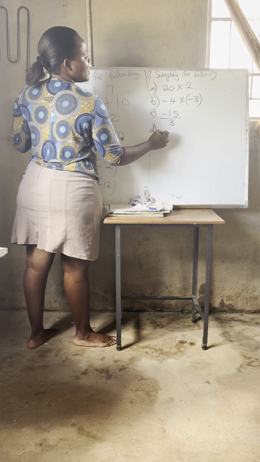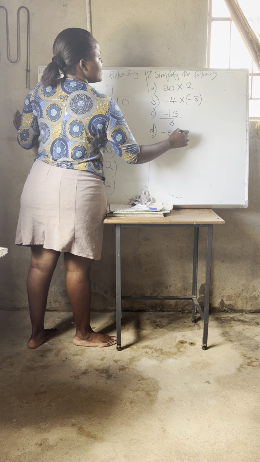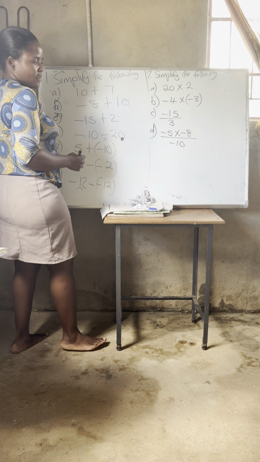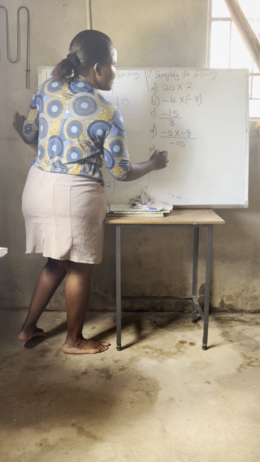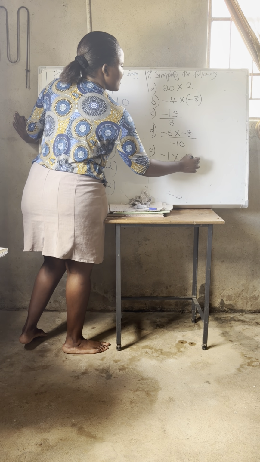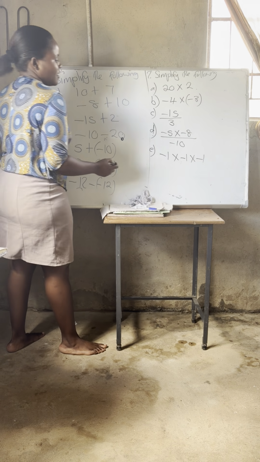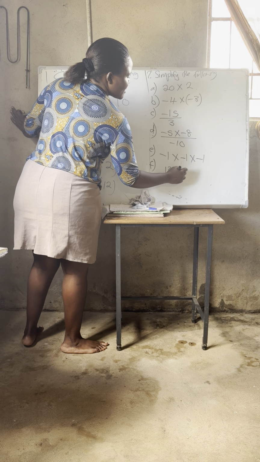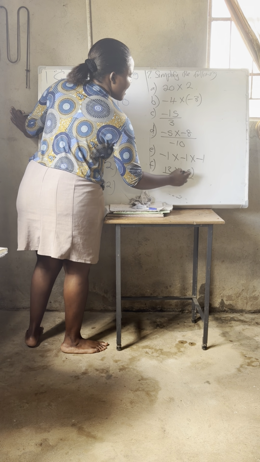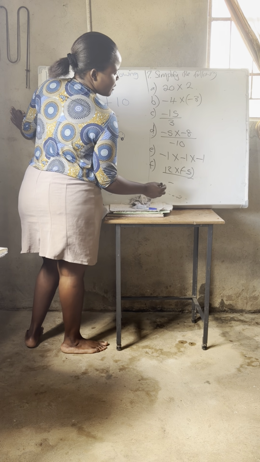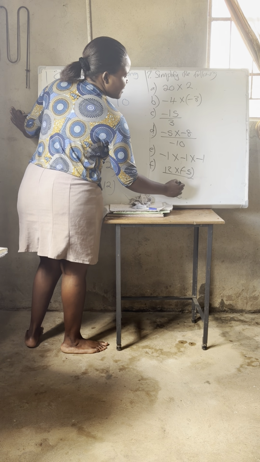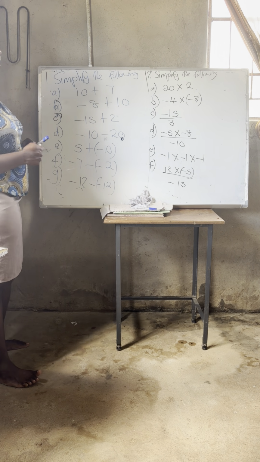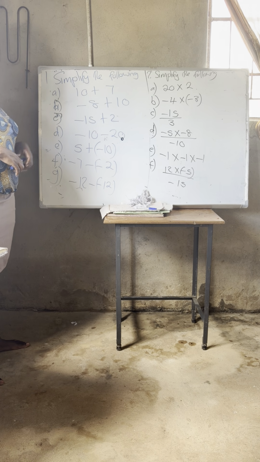On D, negative 5 times negative 8 divided by negative 10. On E, negative 1 times negative 1 times negative 1. On F, you are given 12 times negative 5 divided by negative 15. All right, you work on those questions, applying that.